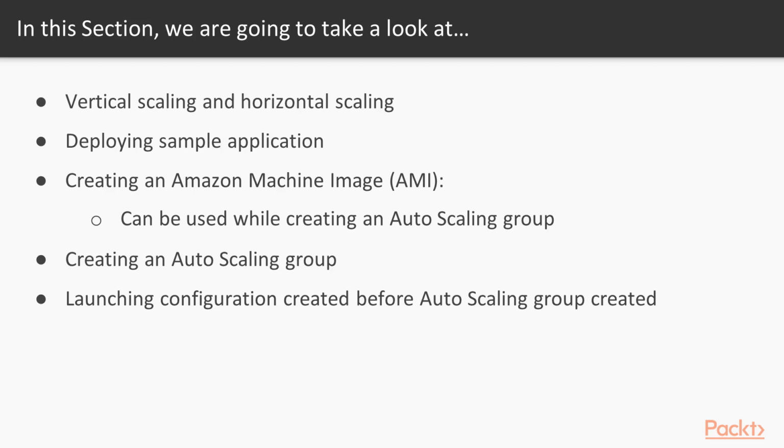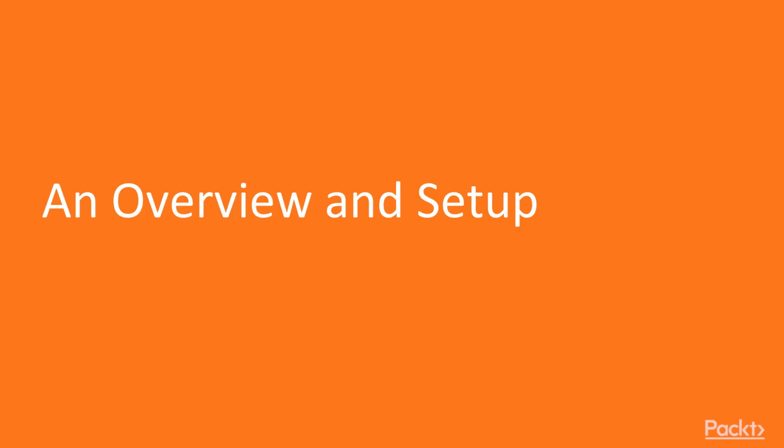Further, we will create an Amazon Machine Image, AMI, so it can be used while creating an auto scaling group. Lastly, we will create an auto scaling group. However, we need to launch the configuration created before the auto scaling group is created. Now we move on to the first video of this section that deals with an overview and setup.